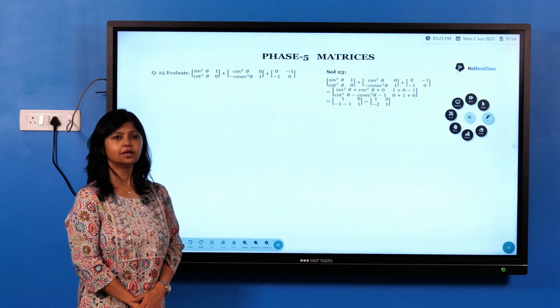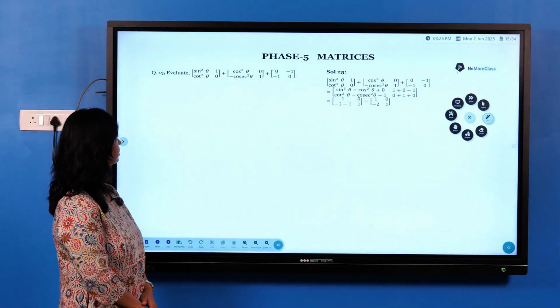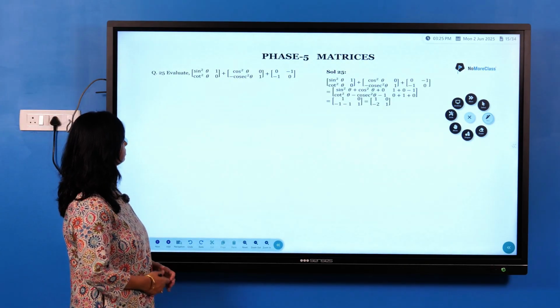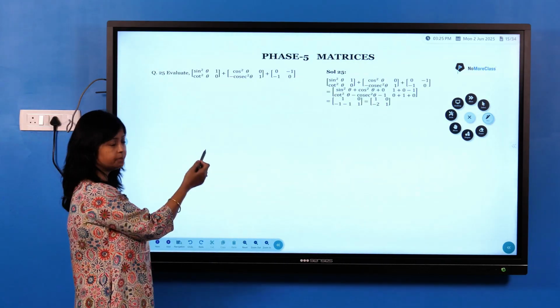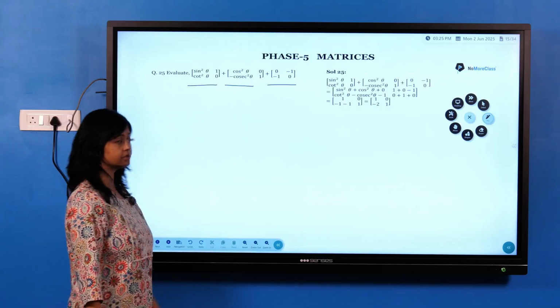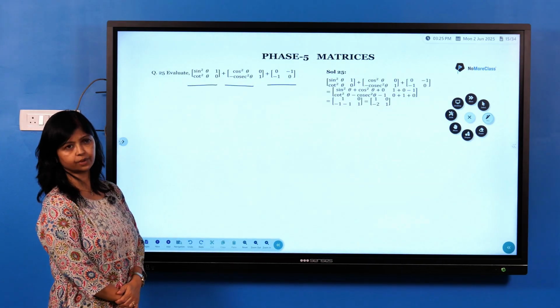Hello everyone. We are looking at Phase 5, Chapter Matrix, Exercise 1. Question number 25. So, just look at the question. I think this question is very simple. This question is about another matrix addition question. So, three matrices are given and they have to be added.